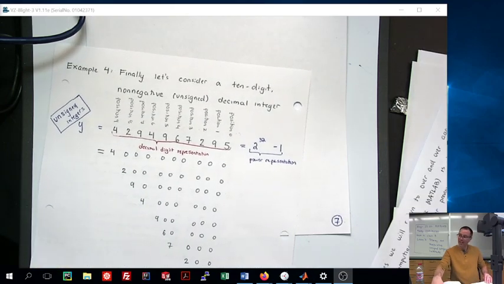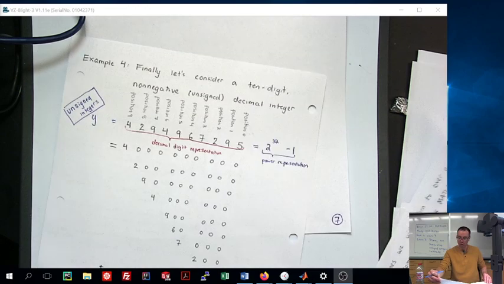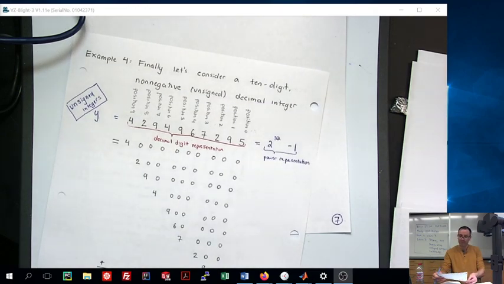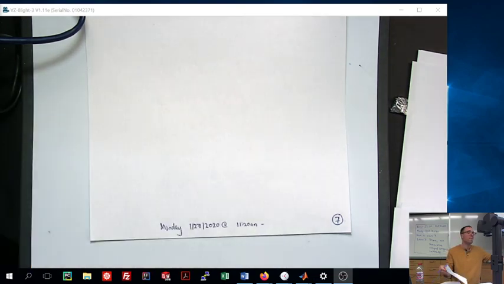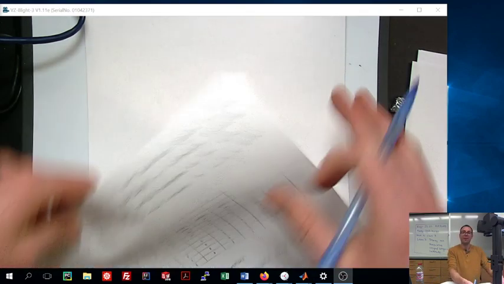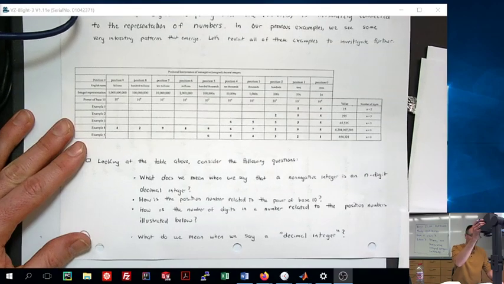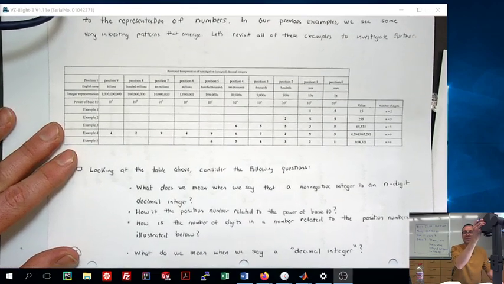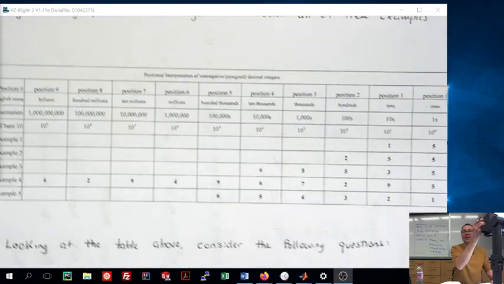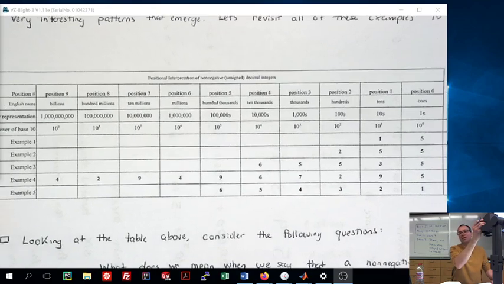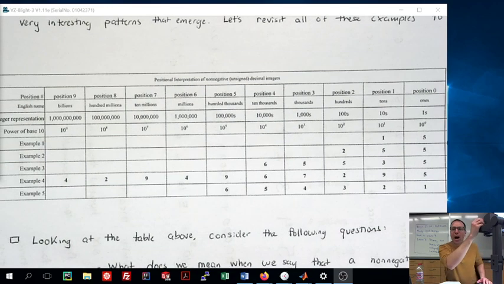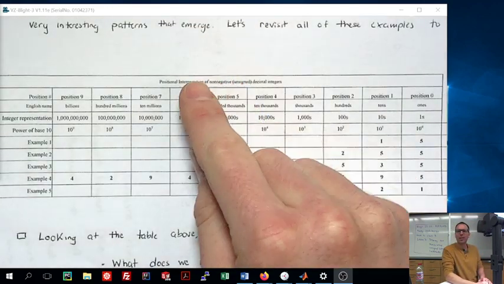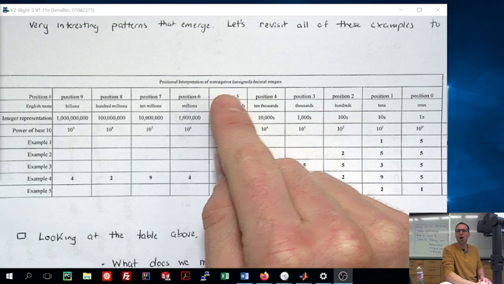Last thing I'm going to call attention to before we talk about the general representation is a table that's kind of fun. And I know what you're going to say: Jeff, everything we've done is fun. Just stop. Okay, so I want to talk about what we call the positional interpretation of a non-negative integer.